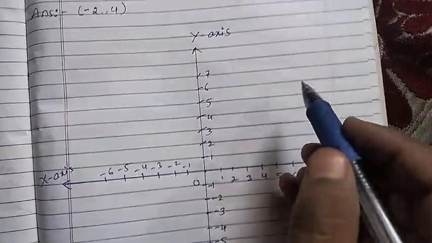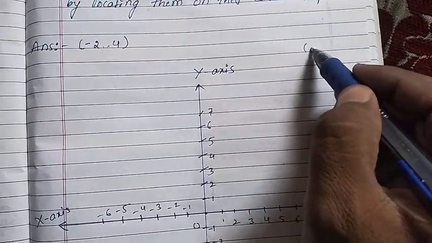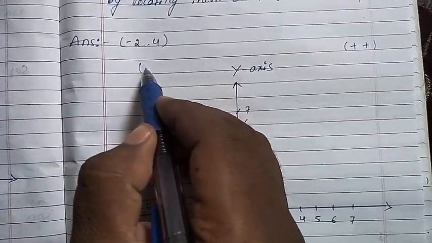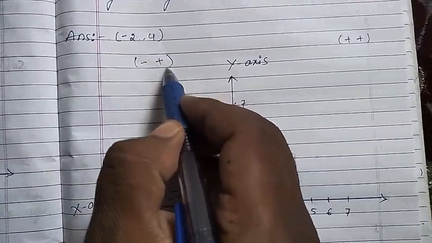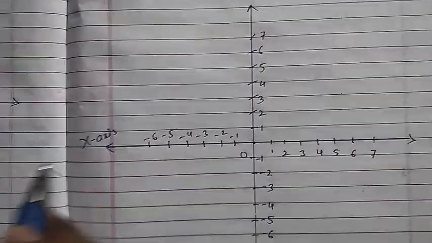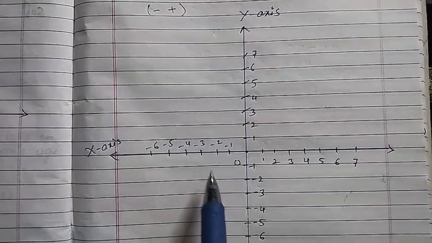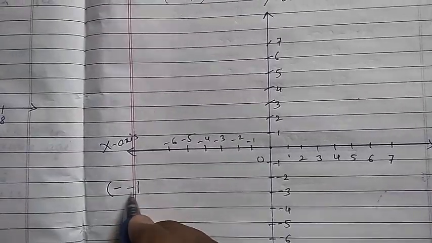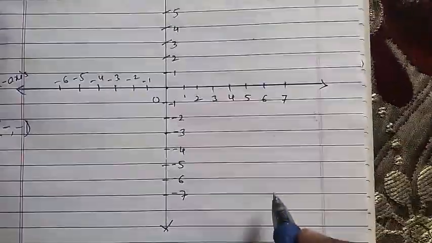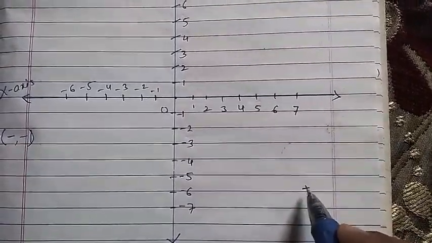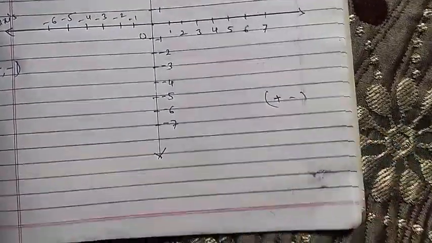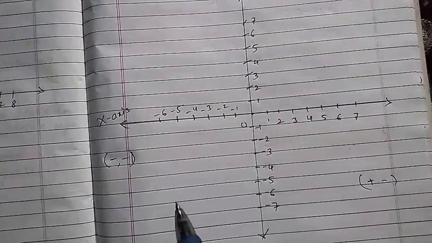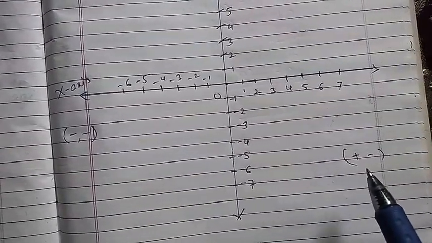Now what are the signs of the first quadrant? Remember children, this is very important. The first quadrant signs are plus plus, and in the second quadrant x is minus, y is plus. In the third quadrant, x is minus and y is also minus, both coordinates minus minus. Now the fourth quadrant: x is plus and y is minus. Clear? First quadrant is plus plus, second is minus plus, third is minus minus, fourth is plus minus.